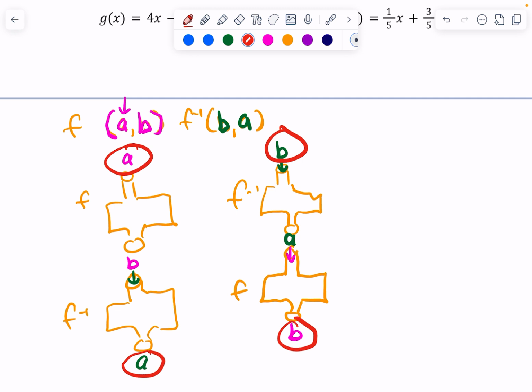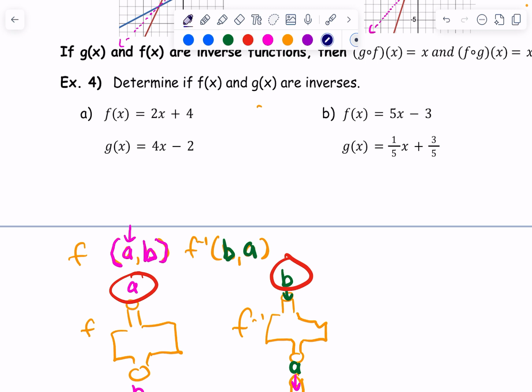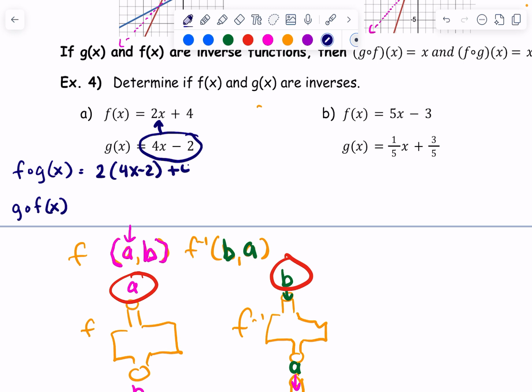Well, we're not going to want to put every single value into the composition. So we're just going to use x, and that x is just any value, right? So first we're going to do F of G of x, and then we're going to do G of F of x. Because remember, order matters with composition. So the first one we're going to do is take G of x, which is right here, and put it into F of x. So this is 2 times 4x minus 2 plus 4. So this is going to be 8x minus 4 plus 4.